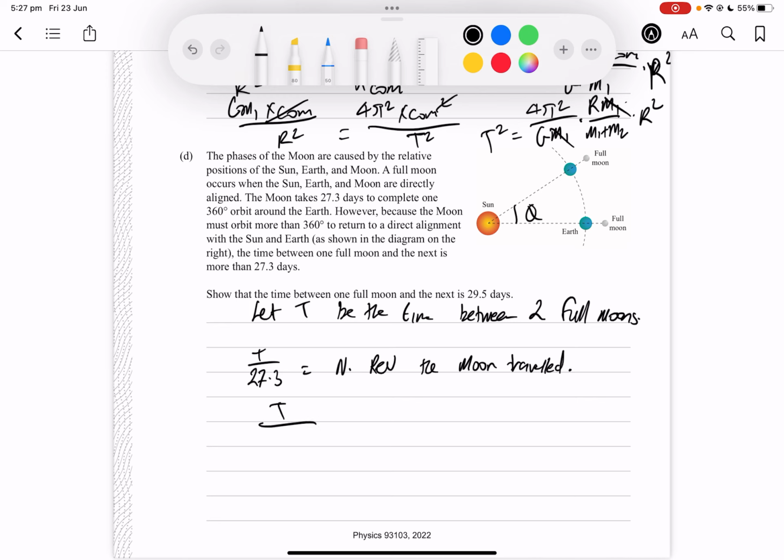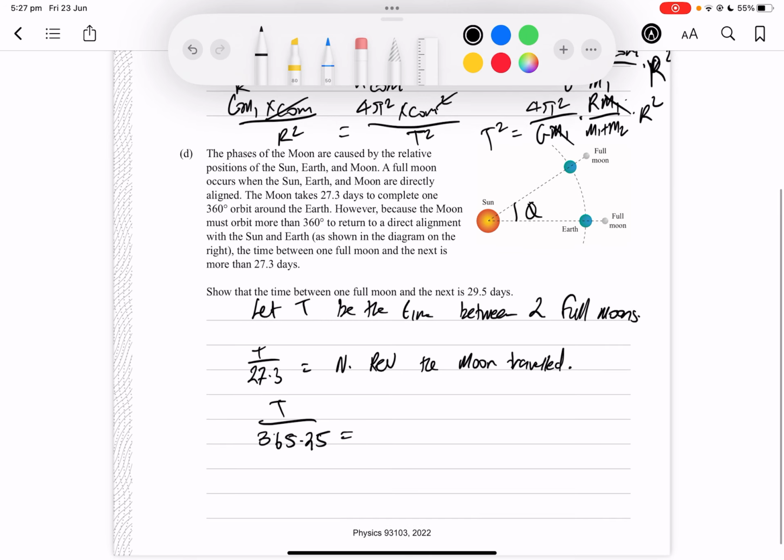And we also have t over 365.25. So this will be the amount of time it would have taken for the Earth to move some theta in the time between the two full moons. So this is, let's just say, the angle of the Earth in that time.